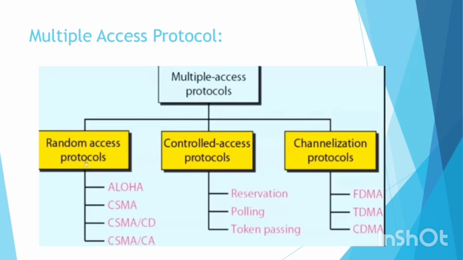Next comes multiple access protocols. Here we all know what a multiple access protocol is. Multiple access protocols basically have three parts: random access protocols, controlled access protocols, and channelization protocols. In random access protocols, ALOHA comes first. After that, CSMA, CSMA/CD, CSMA/CA. Controlled access protocols and channelization protocols continue further.